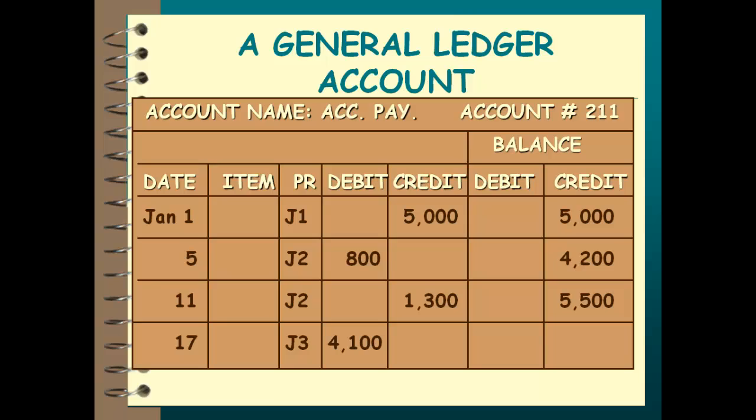My next entry is a $4,100 debit. Credit balance, debit entry. Same side or opposite side? Opposite. Add or subtract? Subtract. I get $1,400. It still is a credit balance. Why? Because my $5,500 credit is bigger than my $4,100 debit.